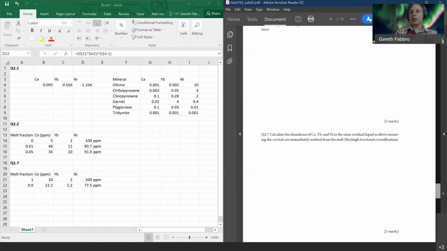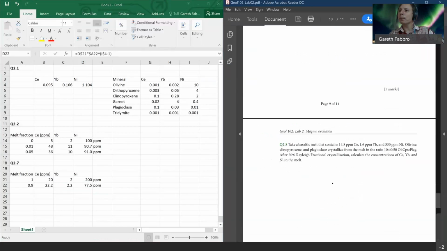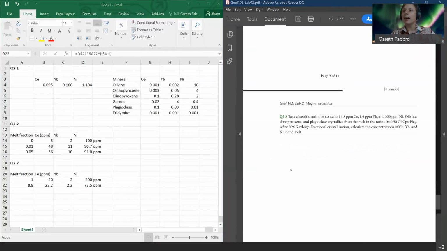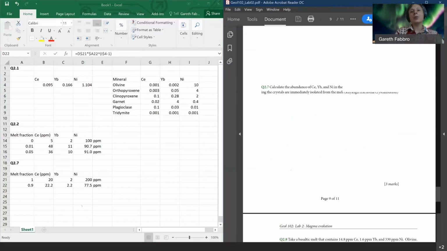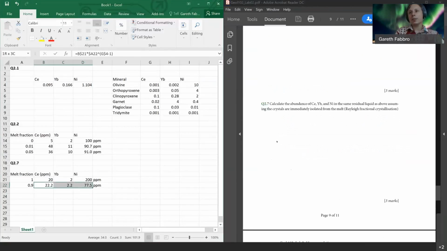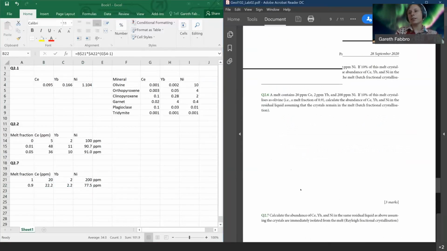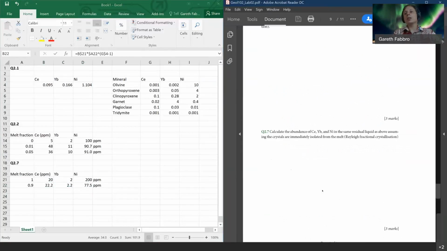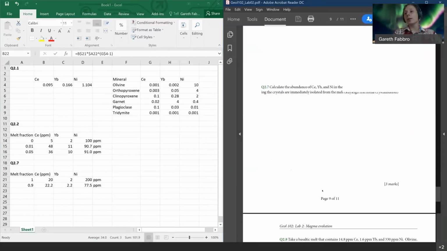So yeah, 2.7, calculate these numbers, and have a look at how these numbers vary compared to the numbers you calculate in 2.6. Here you're assuming batch fractional crystallization. Here you're assuming Rayleigh fractional crystallization. Would you expect them to be the same? Compare them and see how they look.